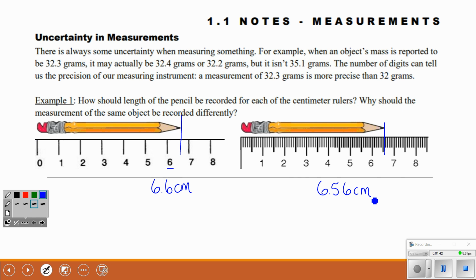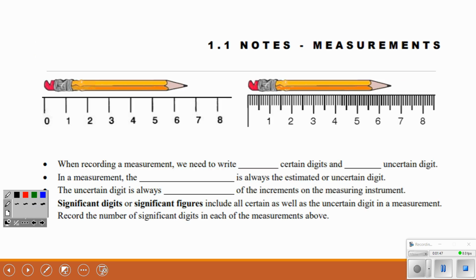So why should the measurement of the same object be recorded differently? When we are recording a measurement, we need to write all the certain digits and exactly one uncertain digit. So our certain digits are going to be what we see on our measuring device. For this one, our only certain digit is 6. So when we write the measurement of 6.6 centimeters, the only thing that we know for certain is the 6.